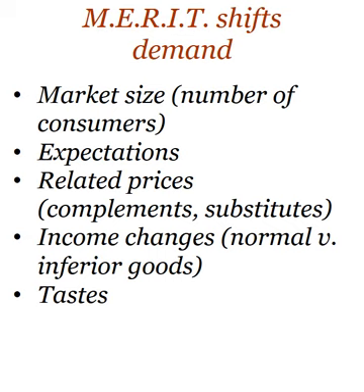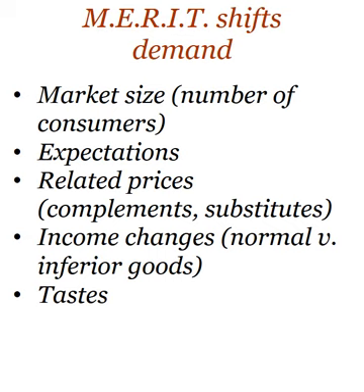So the first category within MERIT, the M, is market size. So markets are about buyers and sellers. This is going to be the number of consumers for the good. So if something happens to increase the number of people that want to buy your product, the market size goes up. That's going to increase your demand. I'm trying not to give away too many examples here, but just kind of introduce.